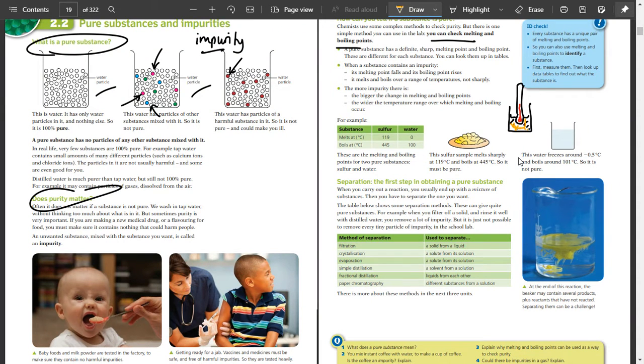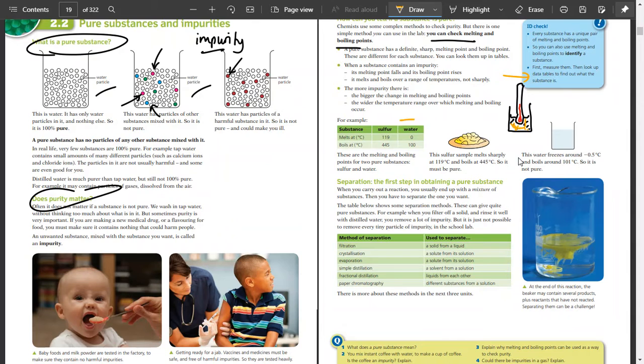And what you can do is check that against some tables. These data tables enable you to think, right, okay, I've got a melting point for my substance, and it's exactly how I see it on the data table. So this must be a really pure substance. Very important when we talk about things like medicine, for example, aspirin. The bigger the impurity, the bigger the change in melting and boiling points, and the wider the temperature range over which melting and boiling occurs.